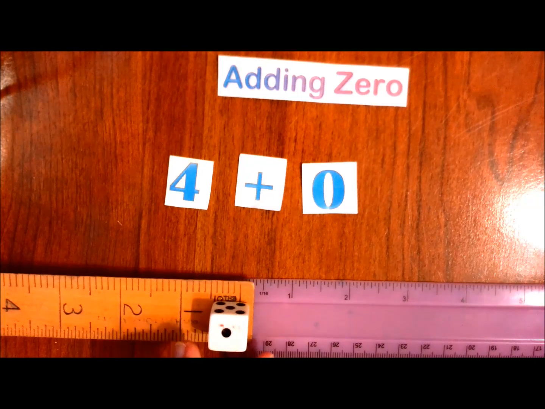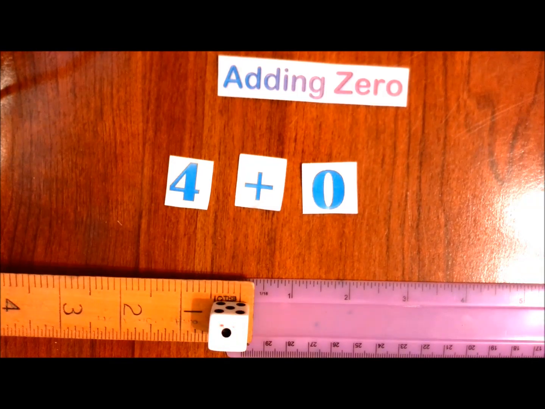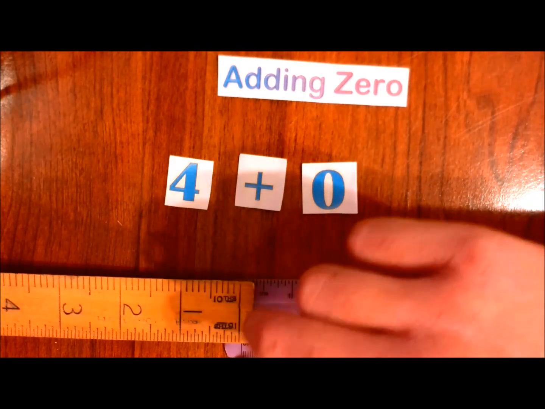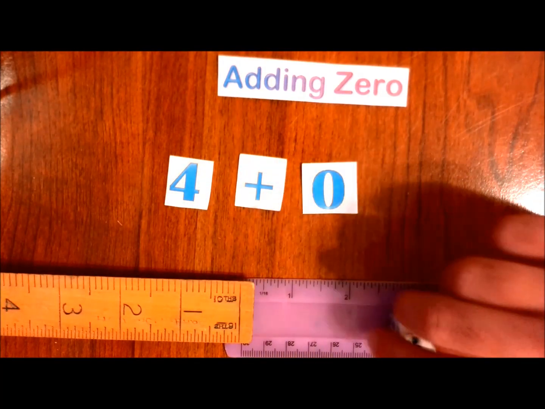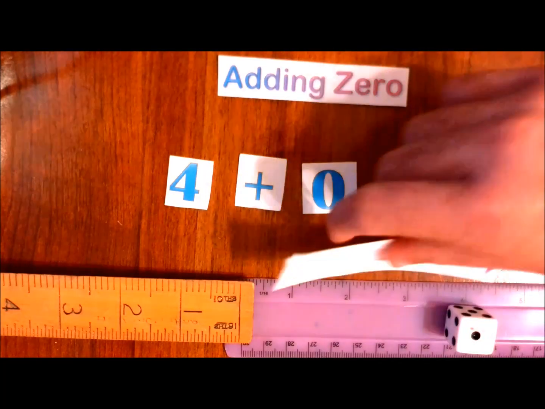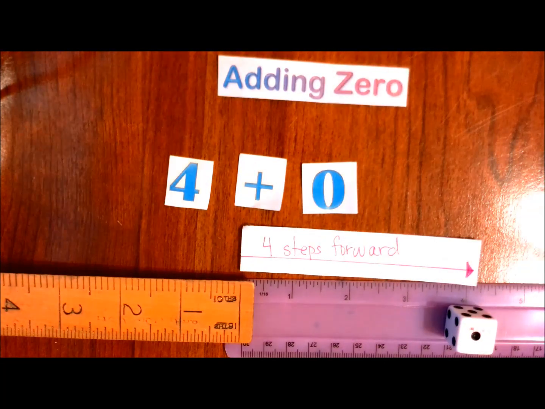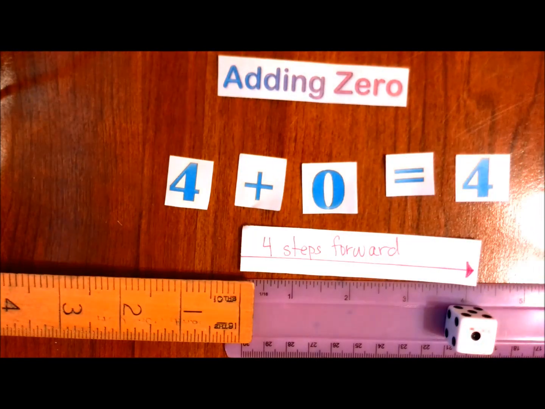As always, we start at the very beginning at 0. To go to 4, we go 4 steps forward. 1, 2, 3, 4. And then we do no steps because 0 is nothing. And so we end up at 4. Let's do it the other way.